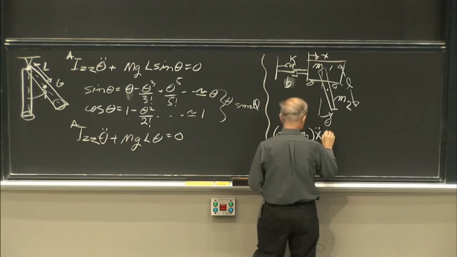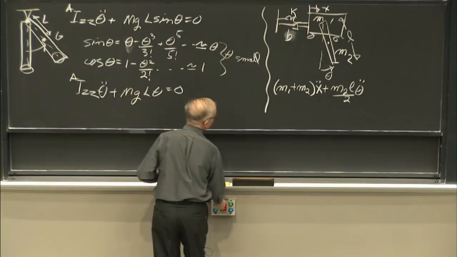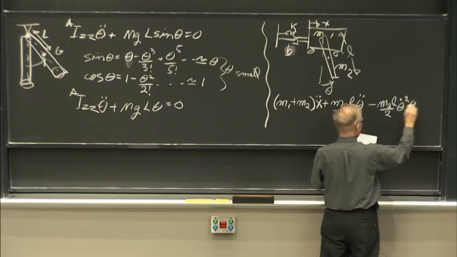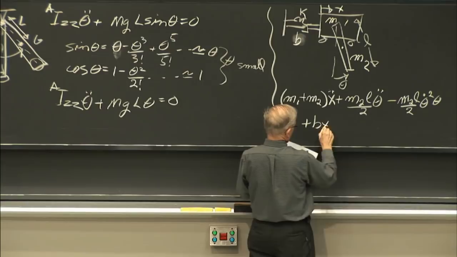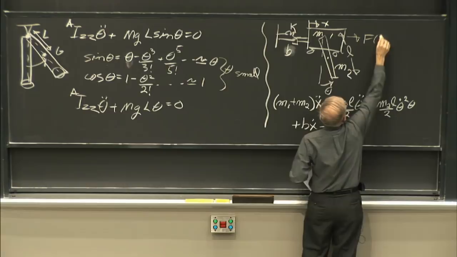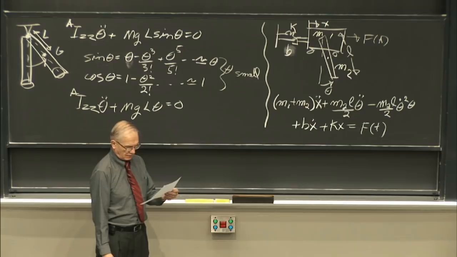G in the middle. So the equation of motion for this looks like (m1 plus m2) x double dot, plus (m2 L over 2) theta double dot, minus (m2 L over 2) theta dot squared theta, and then plus b x dot plus k x equals, and if you have a force on it, it's equal to f of t. Now, is that a nonlinear equation?